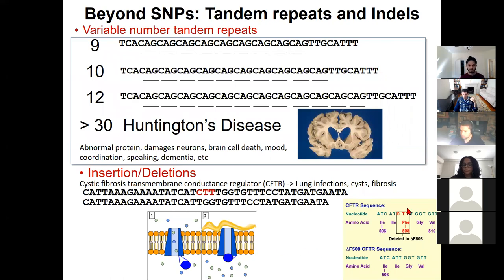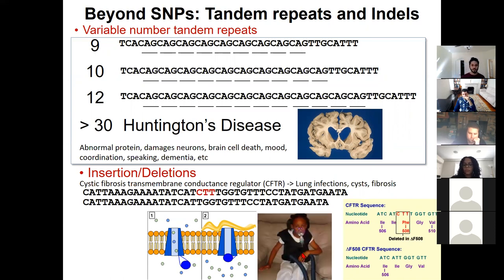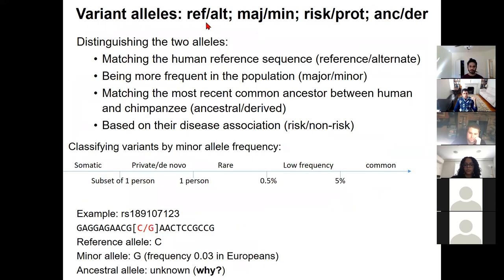And then this is an insertion of a particular amino acid, okay? And that can, again, have devastating consequences. So what we're going to be focusing on today is how do we catalog and how do we understand human genetic variation, and how do we use that to also understand human history and population differences between individuals.